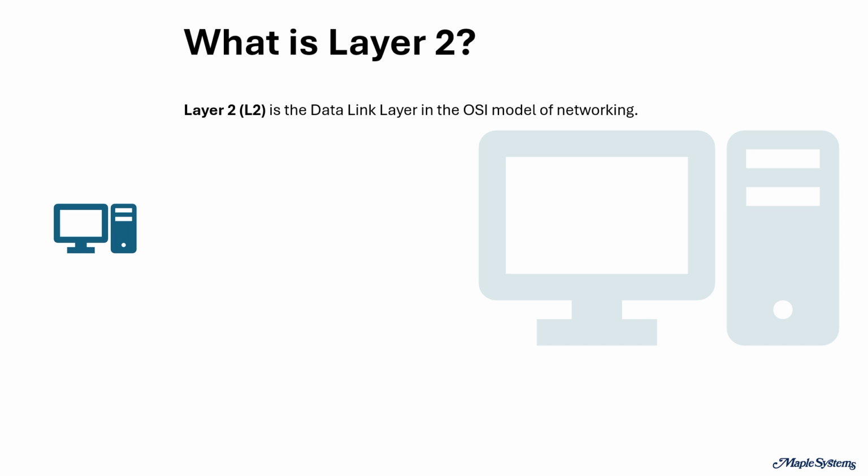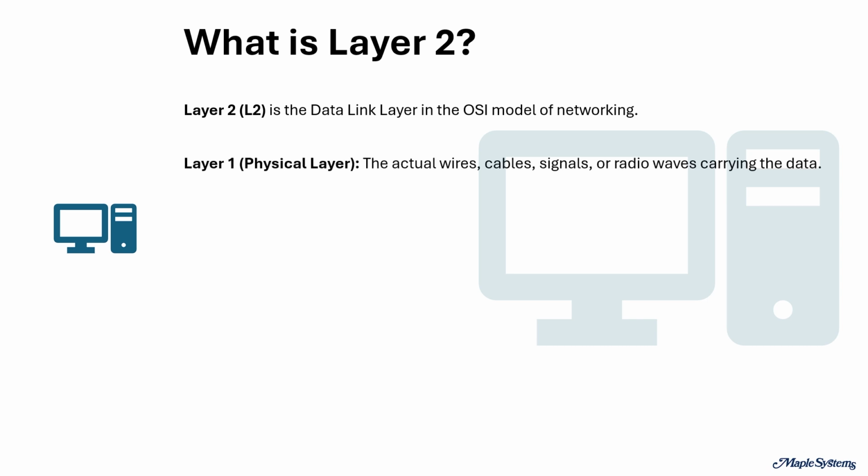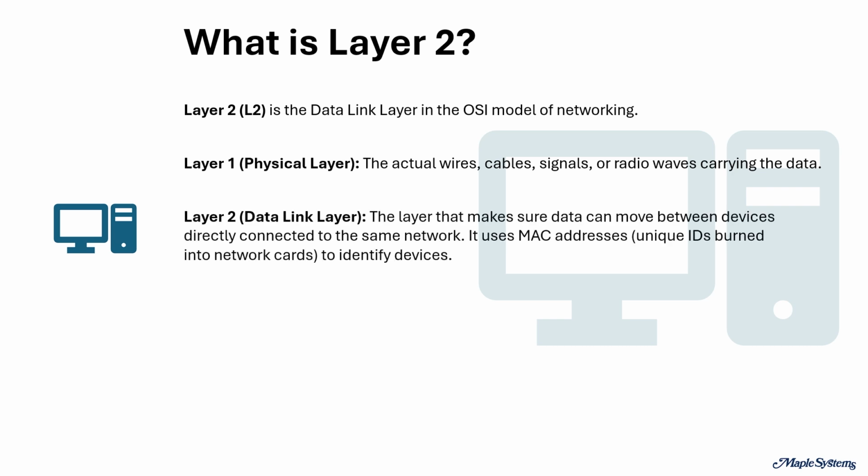Layer 2, or L2, is the data link layer in the OSI model of networking. Layer 1 is the physical layer. That's the actual wires, cables, signals, or radio waves carrying the data. So layer 2, or the data link layer, is the layer that makes sure data can move between devices directly connected to the same network. It uses MAC addresses, which are unique IDs burned into the network cards to identify devices.